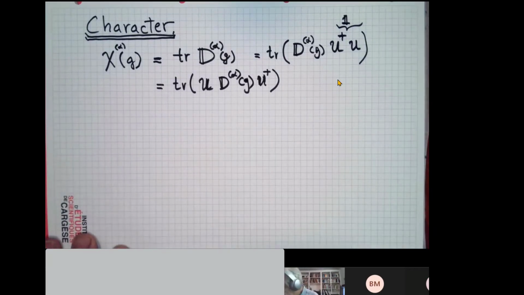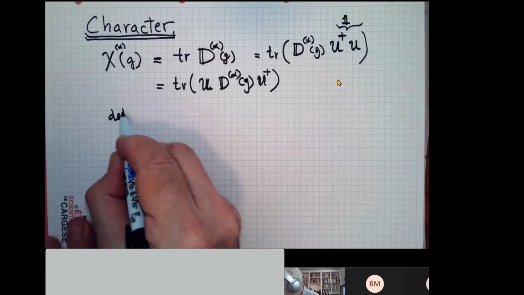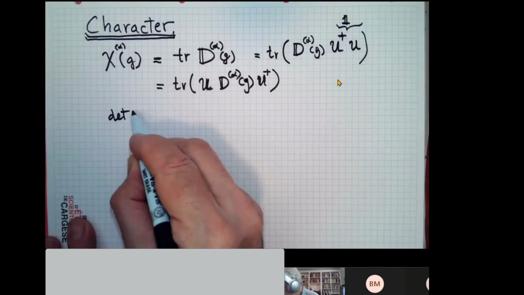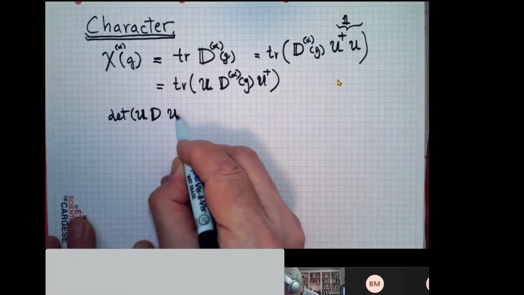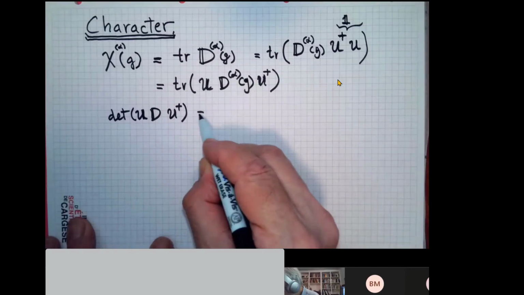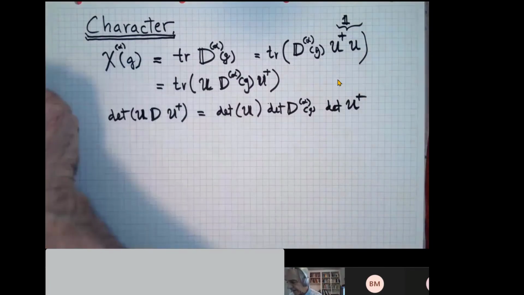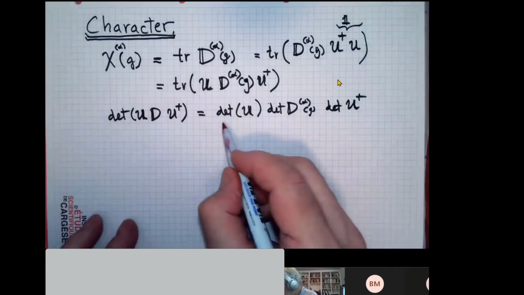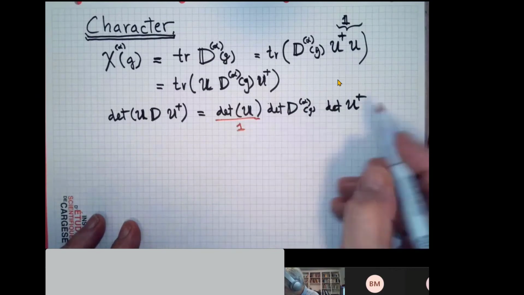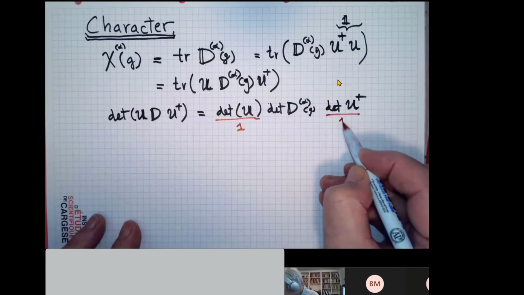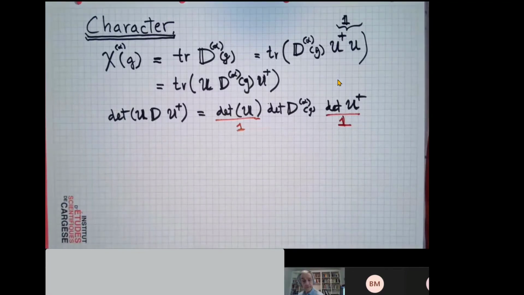Now, from your algebra, you also remember that if I have a determinant of the same object, a product of 3 matrices, I can write it as a product. And in this particular case, this is 1. But even if it's a general similarity transformation, these two guys would cancel. So there are lots of invariants. Here are 2 invariants that you can get from a matrix.